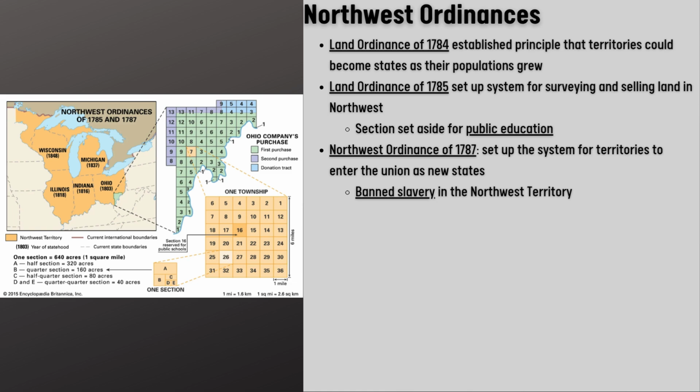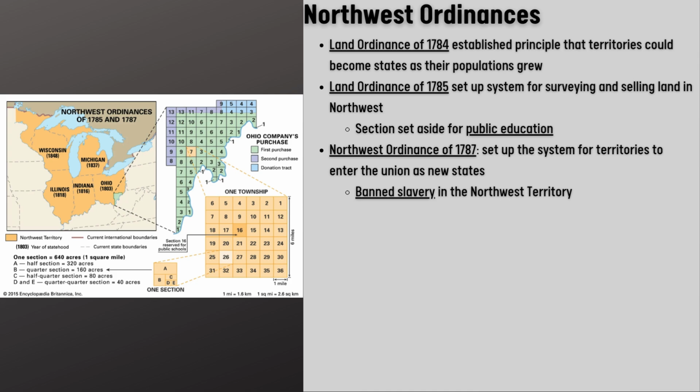Next, the Land Ordinance of 1785 introduced a systemic change to surveying and selling land in the Northwest, a region rich with potential. Notably, a section of land was dedicated to public education, underscoring the importance of learning in this new frontier. Lastly, the Northwest Ordinance of 1787 formalized the process by which territories could join the Union as states.